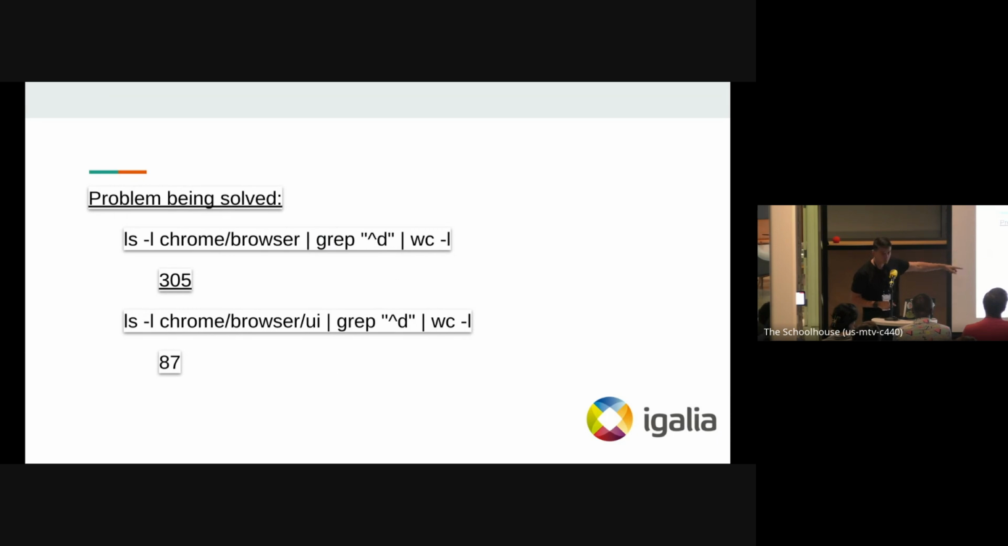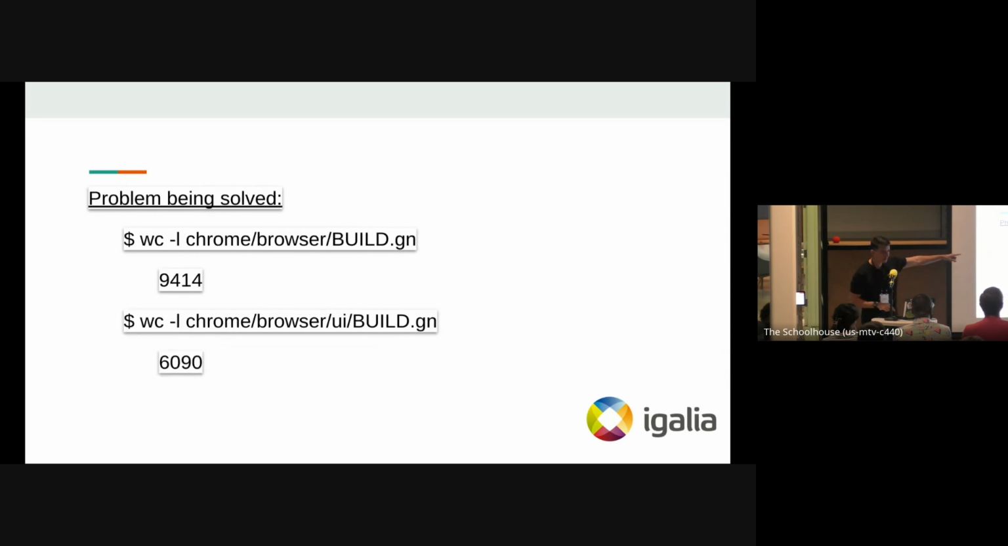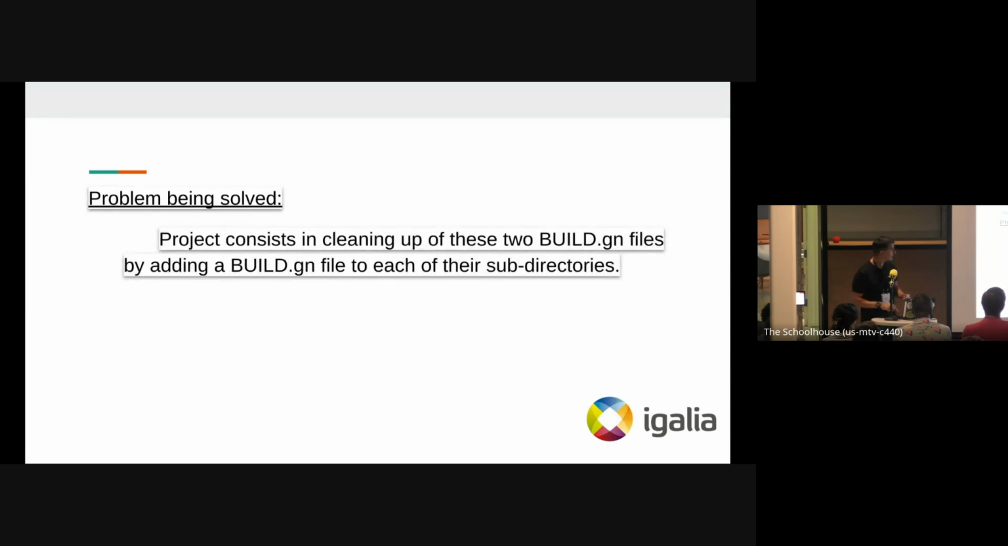Talking about two particular directories, Chrome browser and Chrome browser UI. The first has 300 more or less directories, so 300 sub-features, and the other one has 87 subdirectories, so about 87 features, right? If we look at the BUILD.gn files of each of them, they are actually huge, and they rule the compilation of all those modules. So basically, you're talking about 9,000 lines of code for one, 6,000 lines of code for the other, and that definitely goes against the modularity principle.